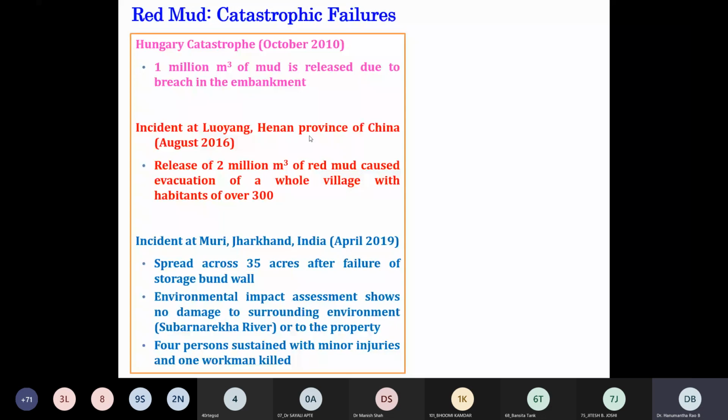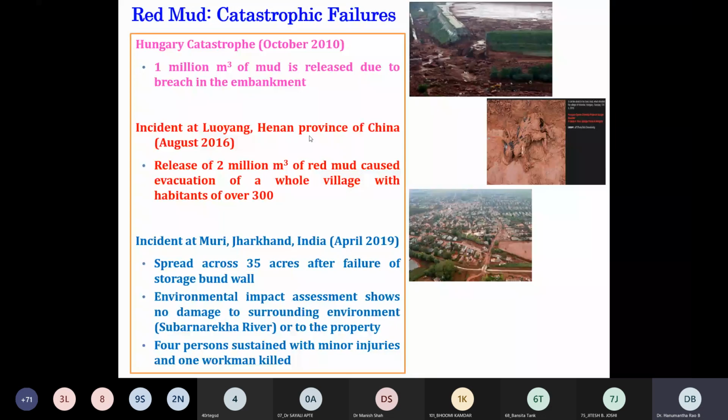Now, it is not only the problem with the disposal. There are a couple of bad events which have occurred, with a lot of casualties. And more than casualties, an immense amount of damage was done to the environment, as you can see from these pictures. The very first incident of a breach of a red mud pond occurred in the year 2010, in Hungary. Then recently in 2016 there was one such incident in China, and in India also, in April 2019, there was a failure of the Muri red mud pond.